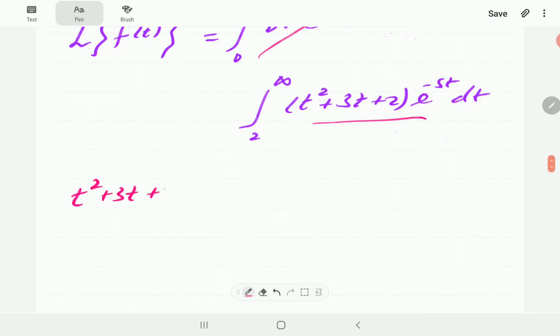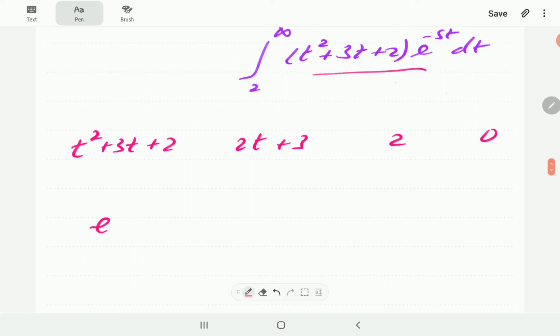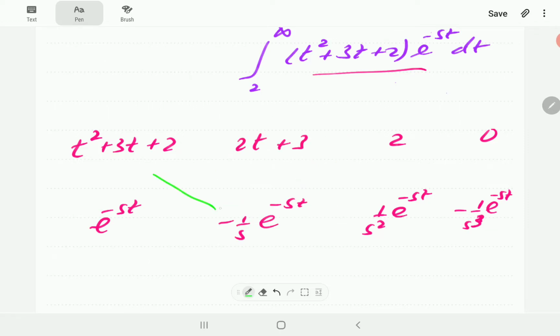So we're going to take the polynomial and differentiate it repeatedly to 0, and then we're going to take the exponential term and integrate it repeatedly. So here we're going to have e to the minus st. The integral of that is minus 1 over s e to the minus st. Integral of this one is 1 over s squared. And then the last one is minus 1 over s cubed. And then we are going to match them accordingly. First one onto the second one, etc. This one goes with a plus, and that one goes with a minus, etc.